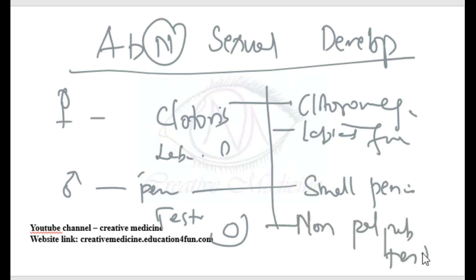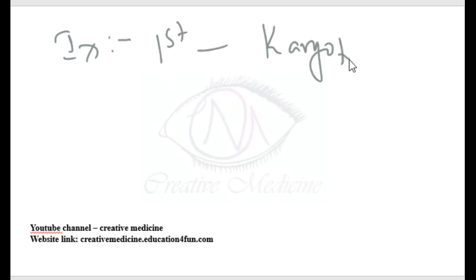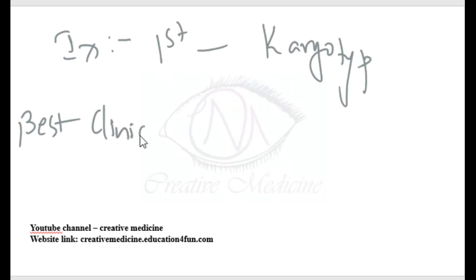First investigation to perform when suspecting abnormal sexual development is karyotyping. Best clinical method to ascertain the sex of a female is absence of palpable gonads.